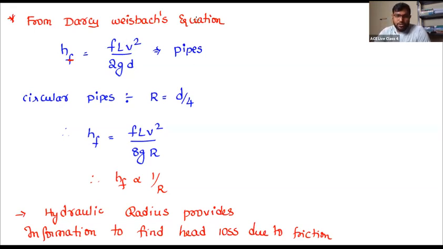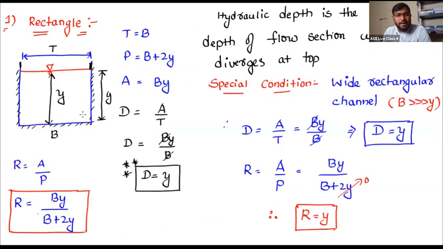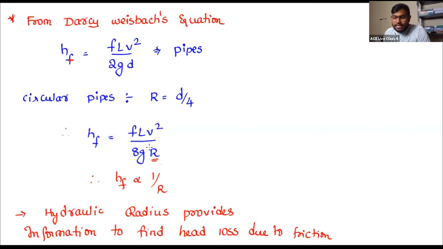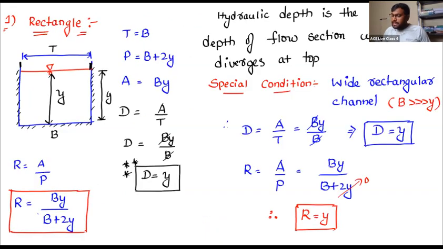In pipes, this is the case. So now I convert that pipe into terms of R. When I convert in terms of R, you can observe that every channel has some hydraulic radius. If you know that hydraulic radius, then you can find the head loss due to friction, can't you? Yes, you can. So what is the significance of hydraulic radius? To determine the head loss due to friction. So that's about the hydraulic radius.